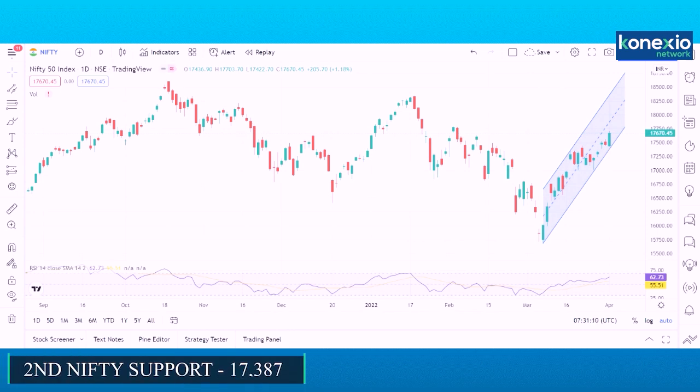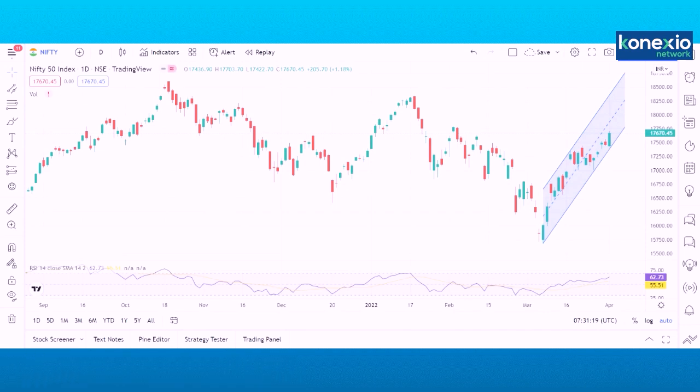Second support in the Nifty is placed at 17,387, and third support in the Nifty is placed around 17,235. So these are the three important supports in the Nifty for the next week.